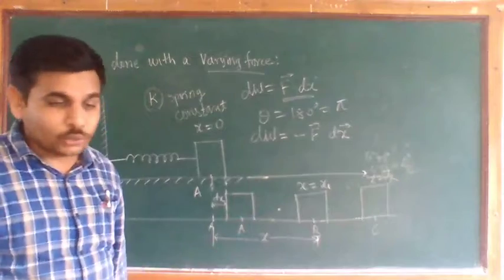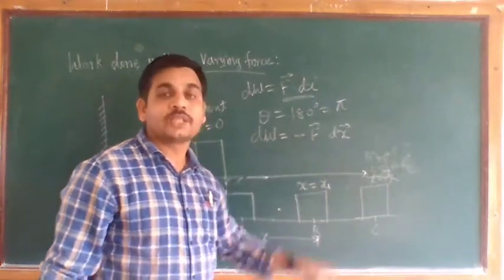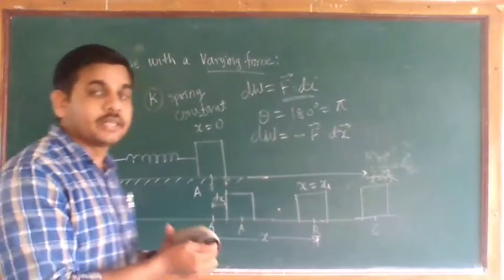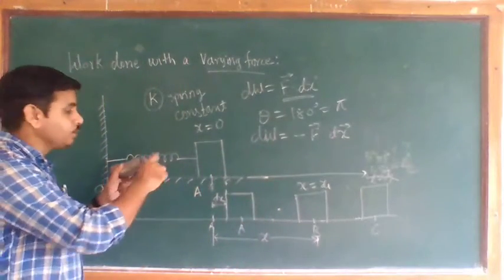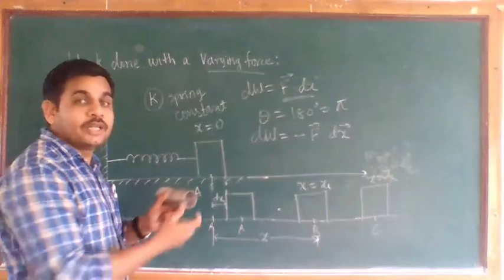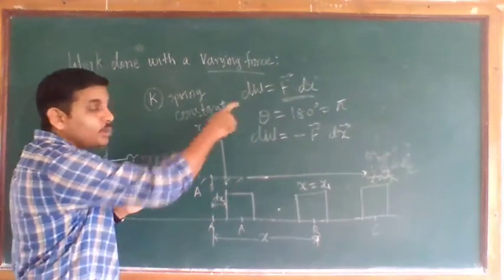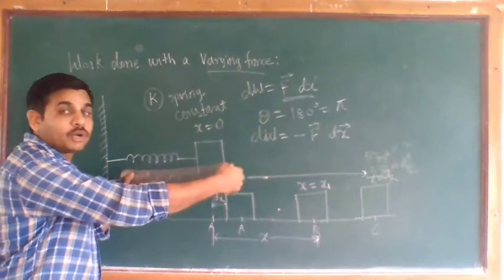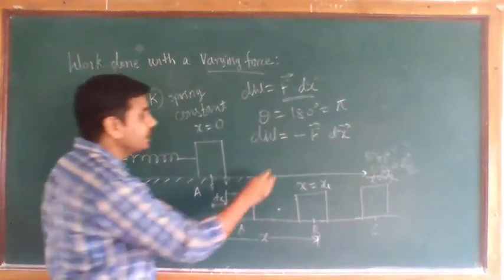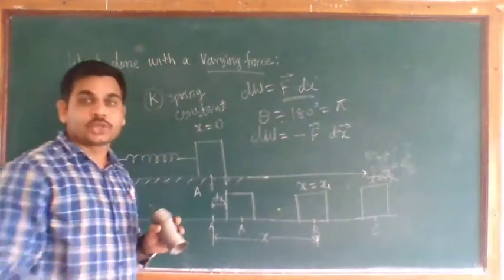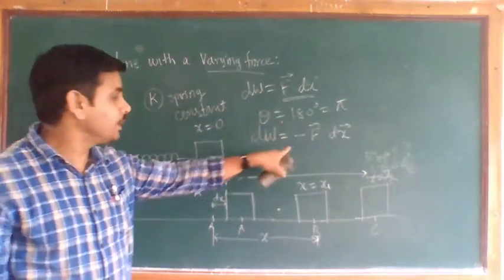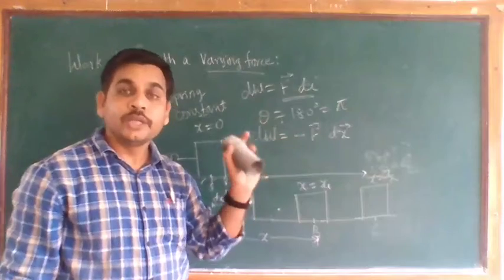So this negative sign indicates that the force and the displacement, in the spring with the block tied to it, when the block is displaced or elongated, are opposite to each other. This negative sign indicates that the force and displacement are opposite to each other.